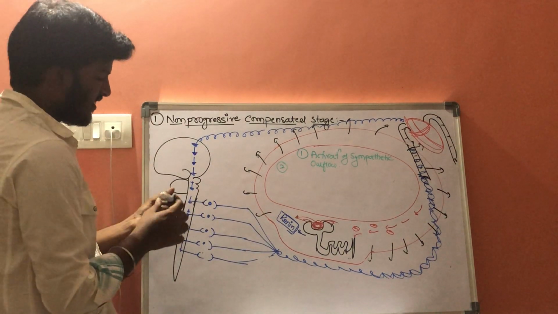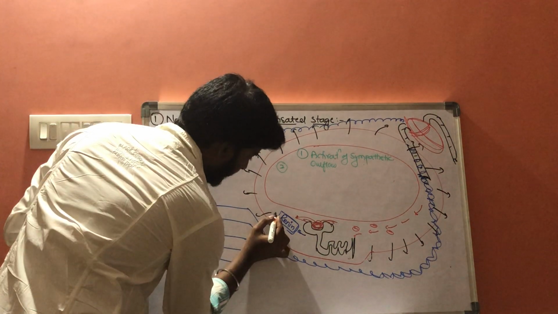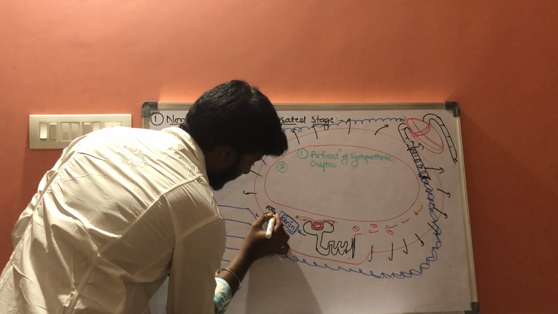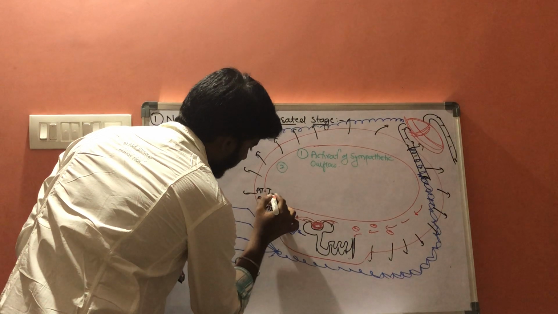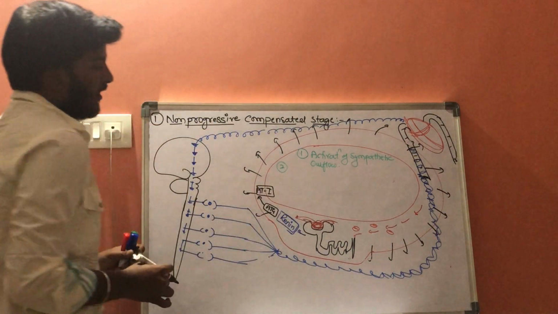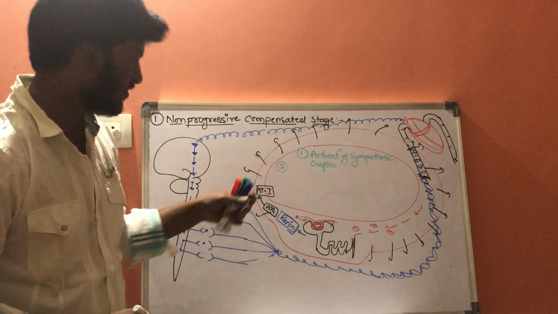Now, this renin will convert angiotensinogen into angiotensin 1. Angiotensin 1 is then converted into angiotensin 2.